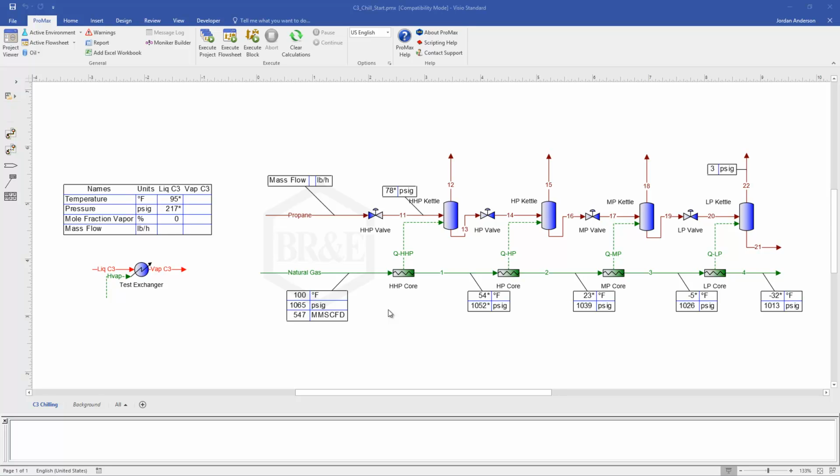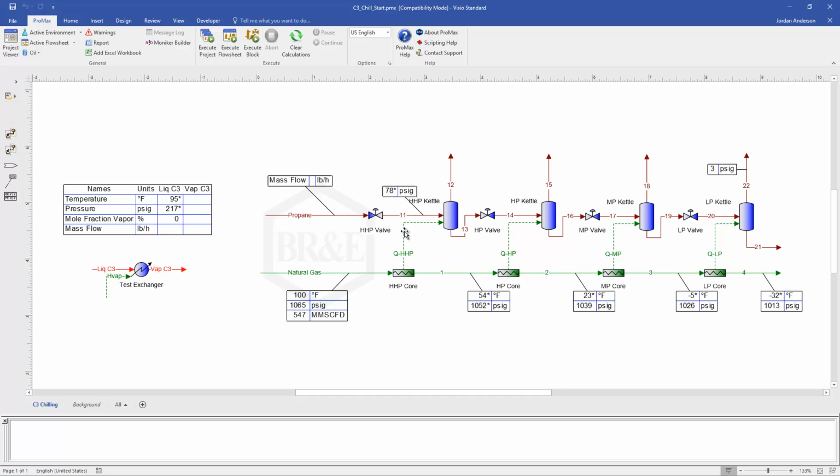We're using 4 stages in this case of what I'll call a core and kettle style, meaning that our natural gas is passing through these exchanger cores, and then our propane is sitting in these different kettles, beginning at a high pressure kettle and then working its way down to our lowest pressure kettle.